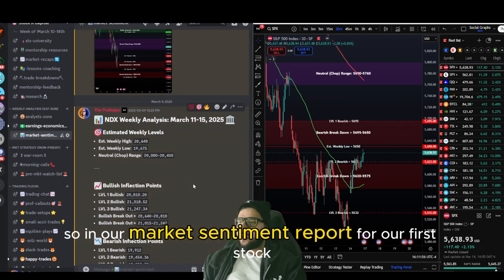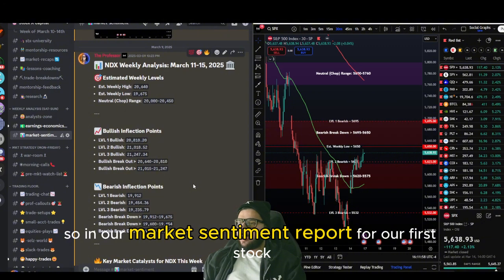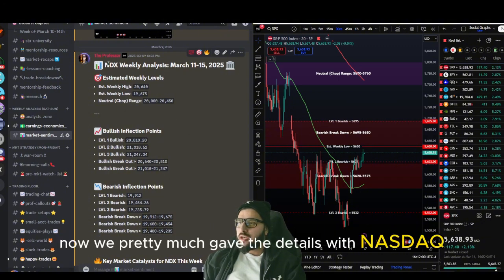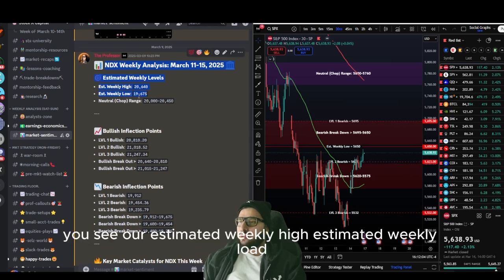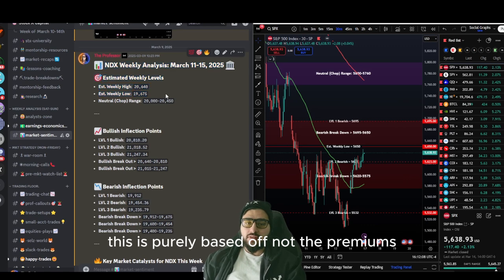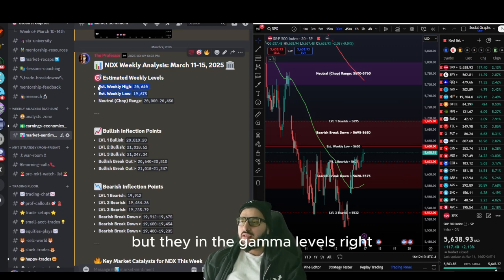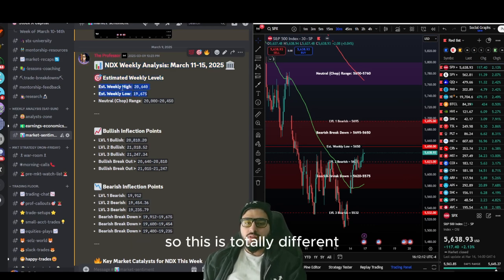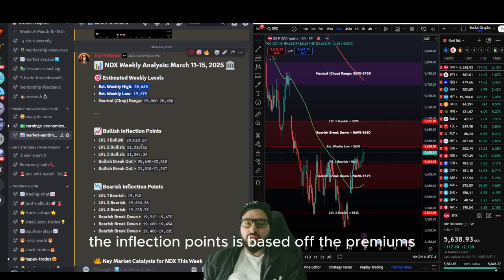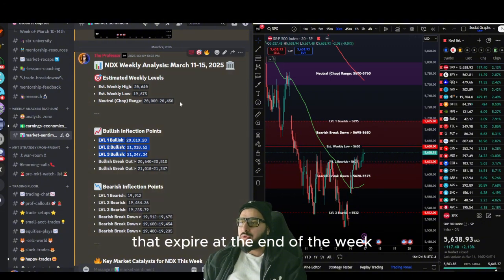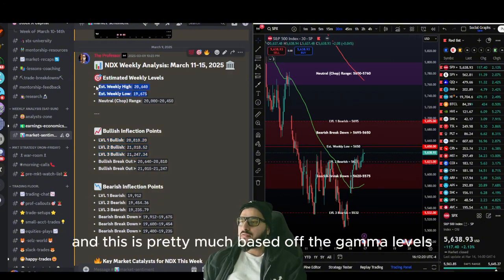So in our market sentiment report for our first stock, we pretty much gave the details with NASDAQ. You see our estimated weekly high, estimated weekly low. This is purely based off not the premiums, but the gamma levels, right? So this is totally different. The inflection points are based off the premiums that expire at the end of the week, and this is pretty much based off the gamma levels.